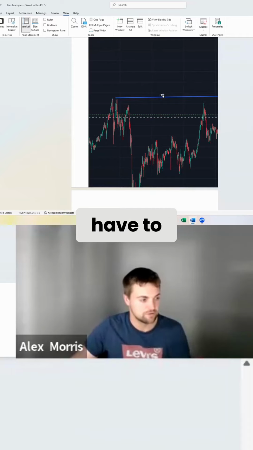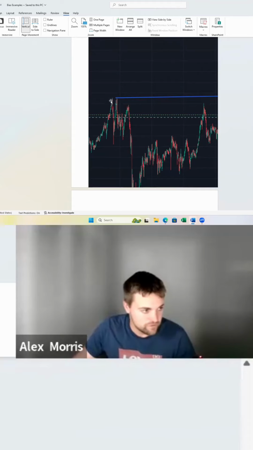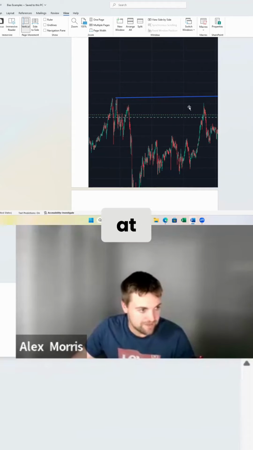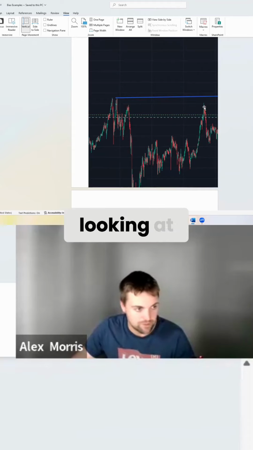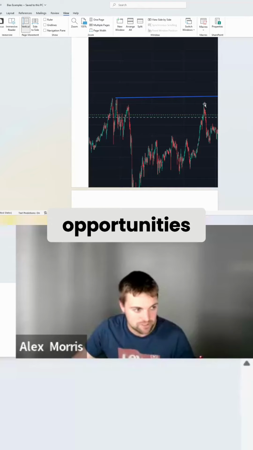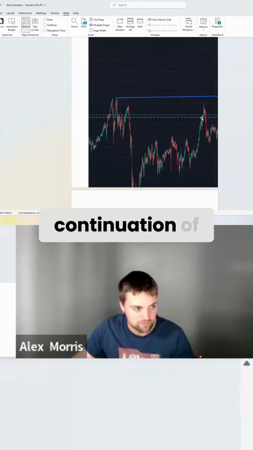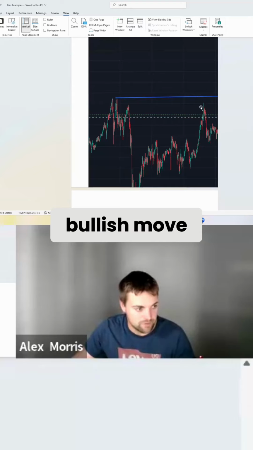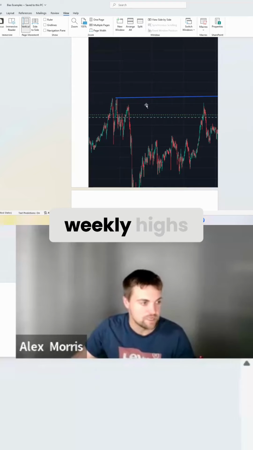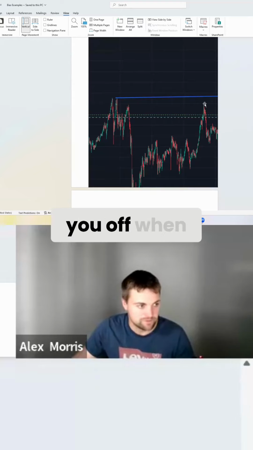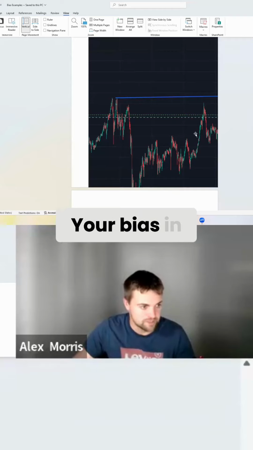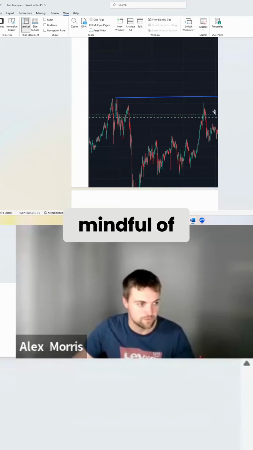So we just have to, even if we're looking at trading opportunities at that level, if you're on the 1 hour looking at supply and demand opportunities, they're most likely going to be very valid, given the fact we've seen continuation of a bullish move. And we can see the rejection at these weekly highs, but don't let that put you off when you're looking at opportunities. Your bias in this instance would be bullish. Just be mindful of the weekly highs.